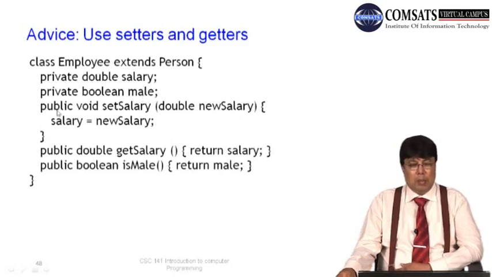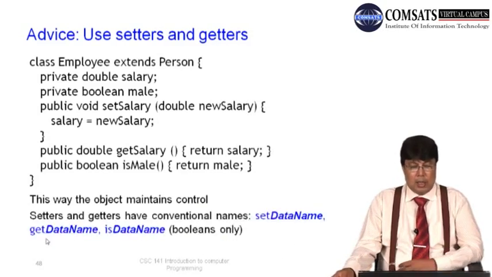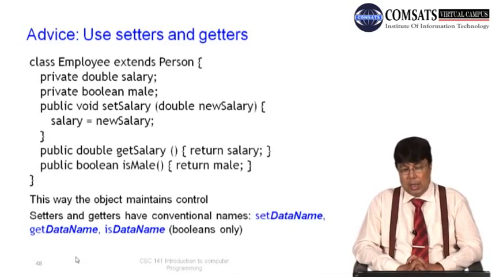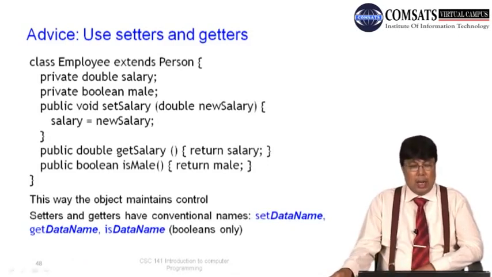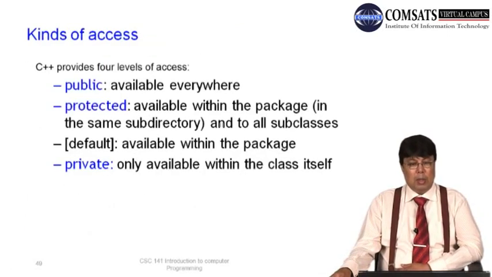or a female, and then public void set salary, and then public double get salary, and public boolean is male. If it's male or female, you can set it up there. So basically we can say that the object can maintain control, and setters and getters have conventional names: set data name, get data name, is data name should be the name of the functions, through which you can set the value and get the value of any particular employee or any particular information.